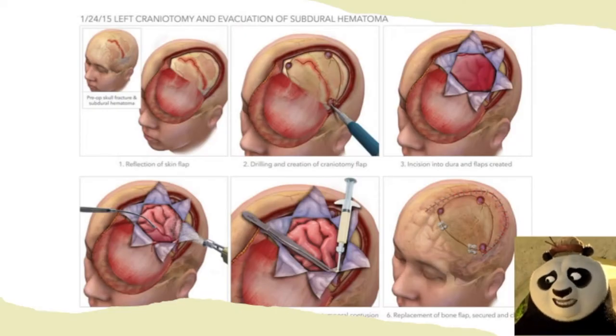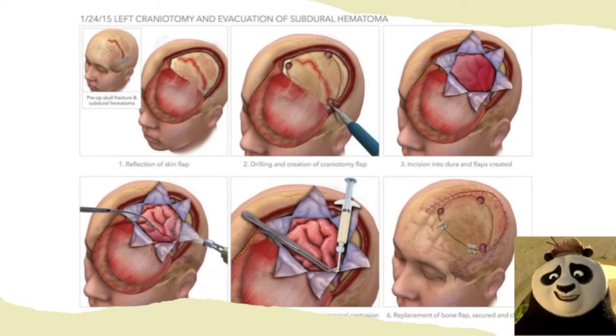Okay, so class, this is showing a left craniotomy and evacuation of subdural hematoma. As you can notice, the hematoma was removed. As you can see here, this is the removal of the skin flap. They're making the craniotomy. In other words, class, they're burring holes there. And then that part of the cranium would be removed, wherein an incision into the dura and flap would be created. Then as you can see, class, they're trying to evacuate. They are trying to suction and remove the subdural hematoma. Then later on that would be replaced back, secured, and closed.